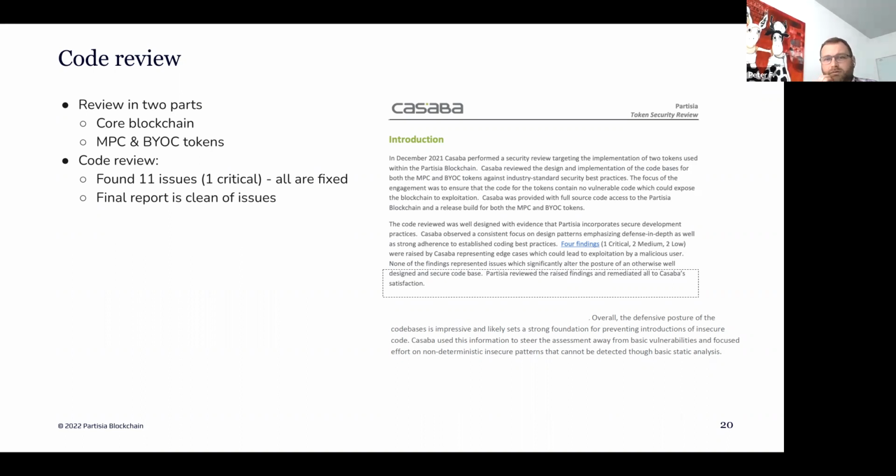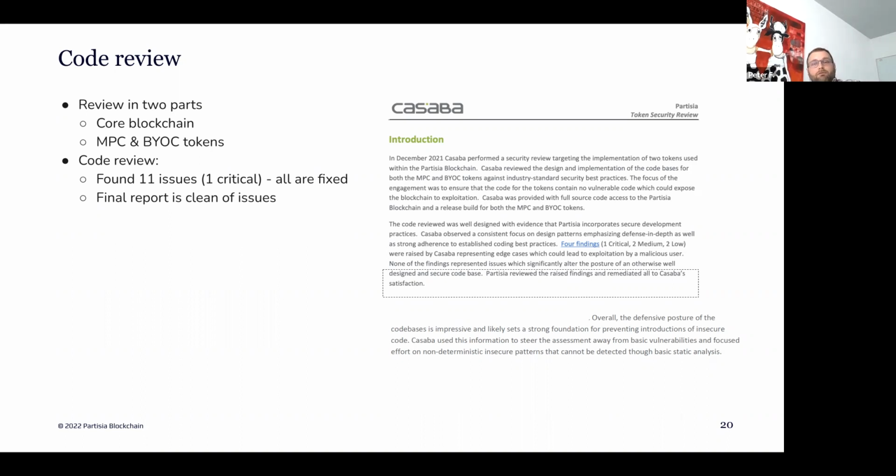And I've included some of the things that Casaba wrote about us, and you can see in the slide here that they found that our code was at a very high quality level and was ready for the next level of development.